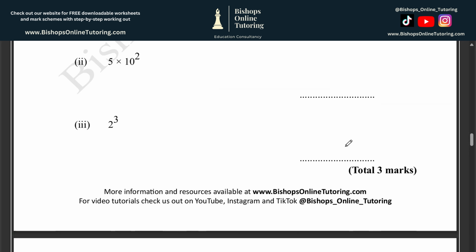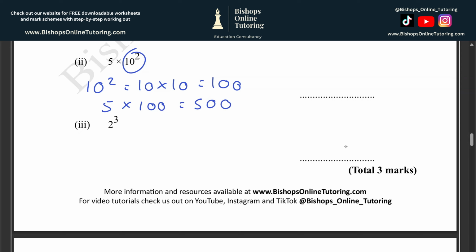Now, I see a lot of students get confused on questions like this, but it's actually really, really simple. So first things first, change the 10 squared into whatever the number would equal out to be. So 10 squared is the same as 10 times by 10, which is equal to 100. Now, all you have to do is 5 times by 100. That gives you 500, and that's our answer.